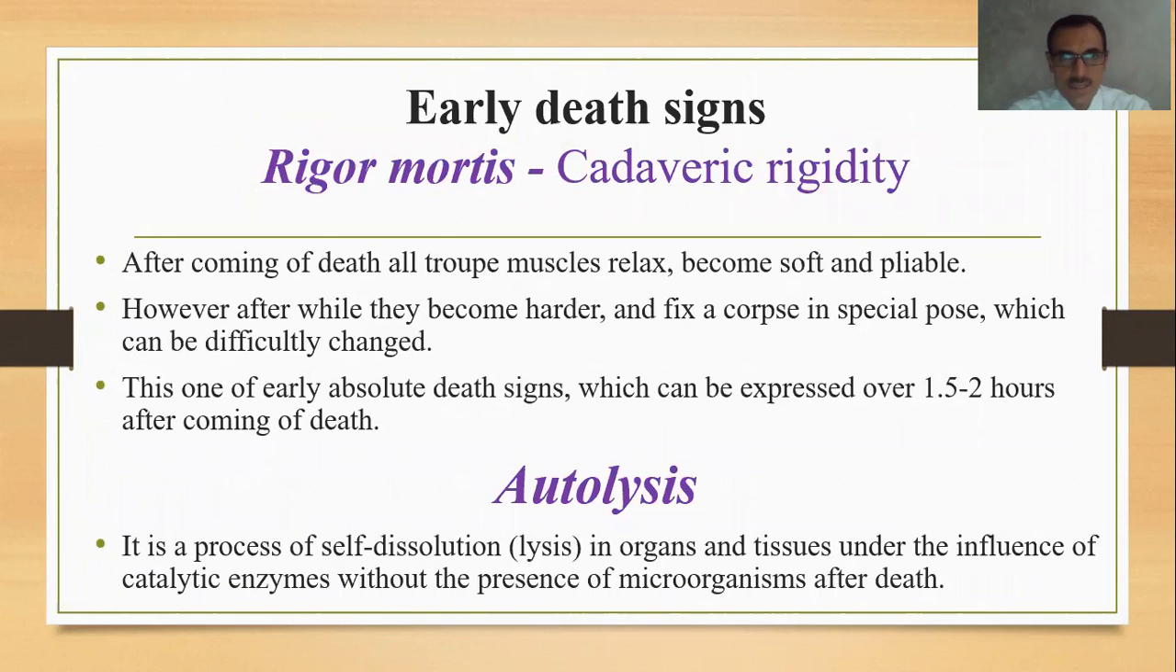The next early death sign is rigor mortis, or the cadaveric rigidity. After coming of death, all trunk muscles relax, become soft and pliable. However, after a while they become harder and fix the corpse in a special pose, which can be difficult to change. This is one of the early absolute death signs, which can be expressed 1.5 to 2 hours after coming of death.